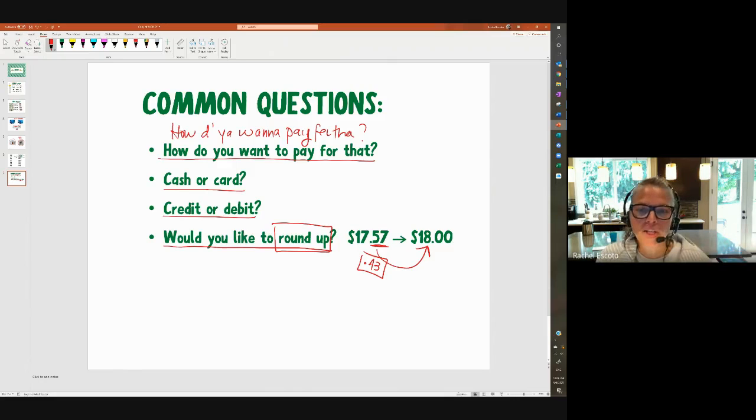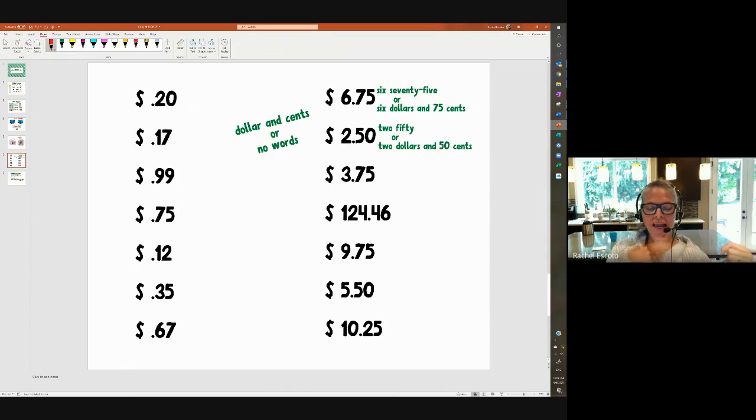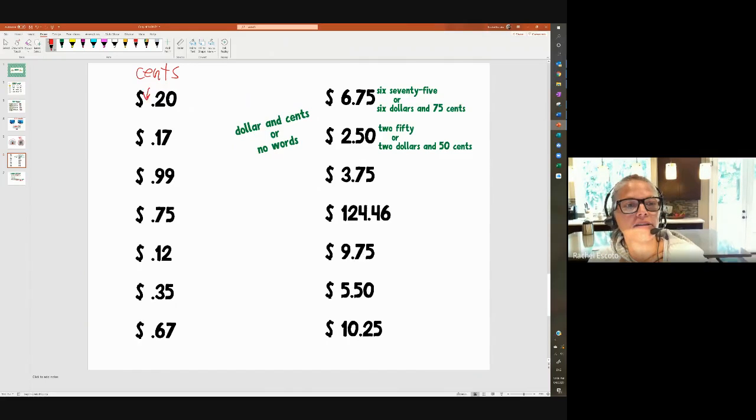So how do you want to pay for that? Cash or card, credit or debit, and would you like to round up? All good questions that they ask all the time when you pay for things. So let's practice how we say the money. On this side, these are all cents, no dollars, right? Do you see that? There's no dollars here.